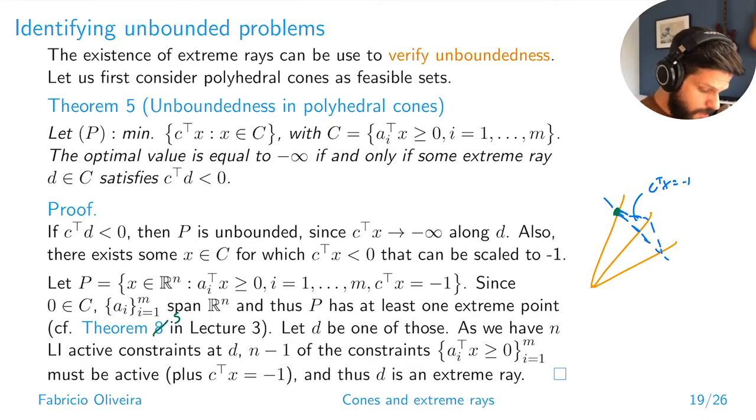And therefore, that's exactly the definition of extreme ray. It's a direction d such that this is observed, and you have n minus one active constraints. So there you go. If you have an extreme ray, your problem is unbounded, if your feasible set is a polyhedral cone.